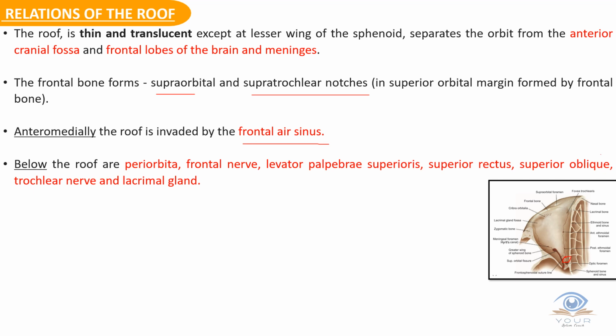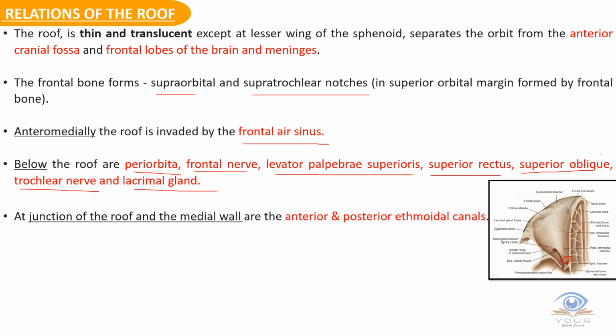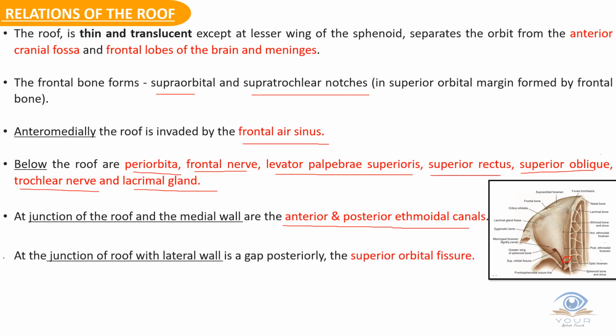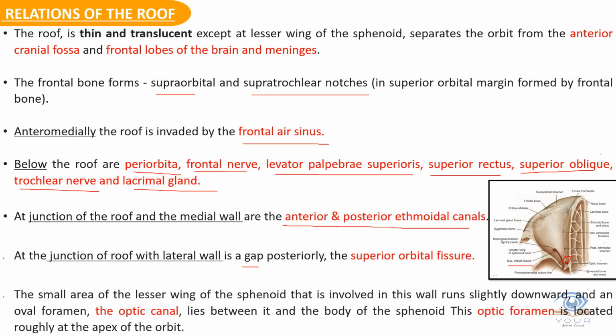Below the roof are periorbita, frontal nerve, LPS, that is levator palpebrae superioris, superior rectus, superior oblique, trochlear nerve, and the lacrimal gland. At the junction of the roof and medial wall are the posterior and anterior ethmoidal canals, which are here. At the junction of the roof with the lateral wall is a gap posteriorly called the superior orbital fissure.